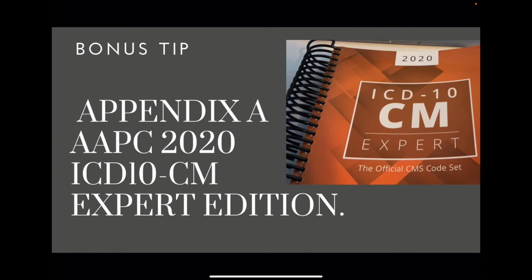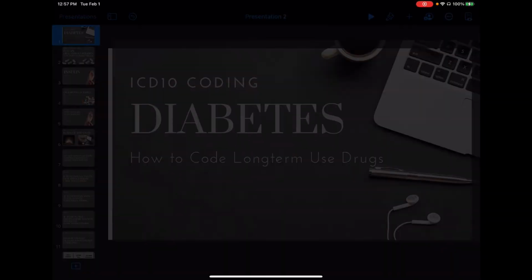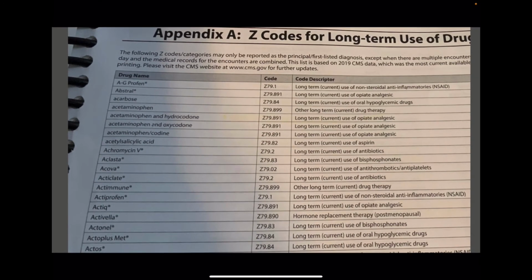All right, the bonus tip. I got so excited when I saw this. What I found, quite by accident, is that in the AAPC version of the 2020 ICD-10 book, the expert edition, there's actually an Appendix A that lists by drug what the correct Z code is. Let me get that pulled back up for you guys. If you can see, it lists by drug alphabetically what the Z code is, and it even gives you a description.